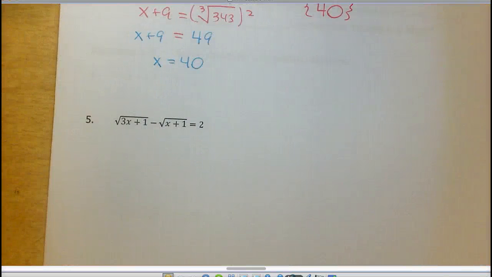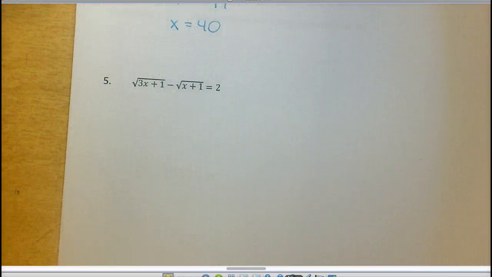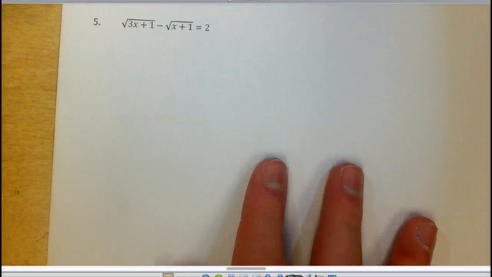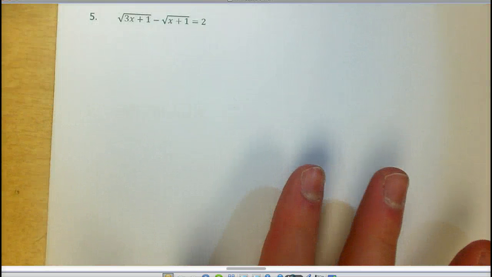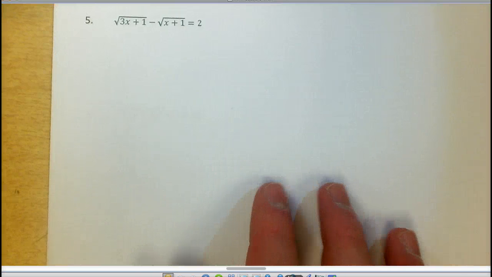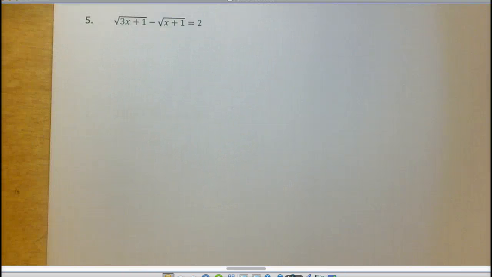Okay, last one. We have radical 3x plus 1 minus radical x plus 1 equals 2. Yes, there is a reason there is a lot of space. Be sure you write small for this one here. It doesn't look bad, but there's going to be a lot of work for this one, so just make sure you write small enough to fit it all there.